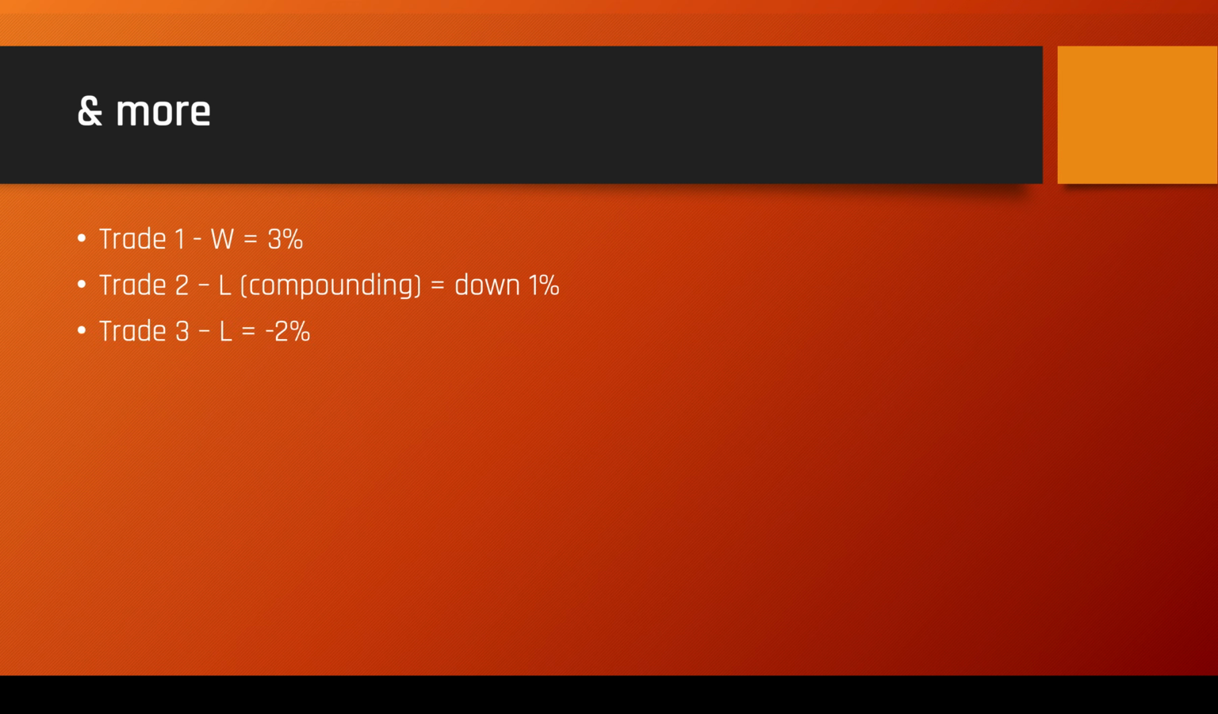Trade 3, let's say we lose that as well, we're down 2%. Trade 4 again, so we lose that, we're down 3%. Trade 5, if we win that, we're at break even, all right? And trade 6, if we win that, because obviously we're compounding our winnings from the previous trade, we're now up 12%. So you've gone from a negative 3% to 12% in 2 trades, yeah?